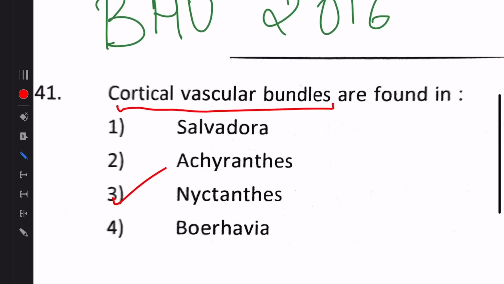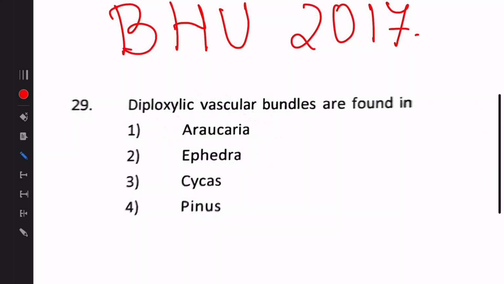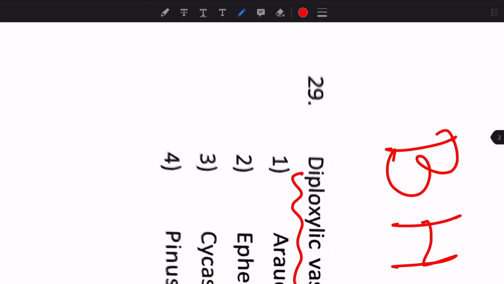Next, there were only 2 questions from 2016, so we will go to 2017 now. Let's solve the BHU 2017 paper now. First question: diploxylic vascular bundles are found in, is it Araucaria, Ephedra, Cycas, or Pinus? Very important question, and this is actually a special feature which is found in the Cycas leaf, Cycas stem. And what are these diploxylic vascular bundles that we are talking about?